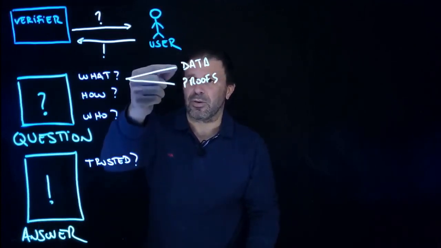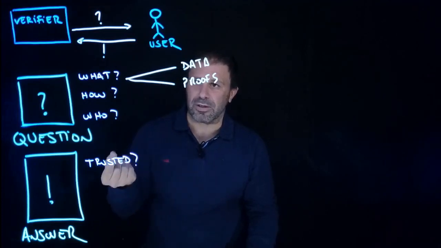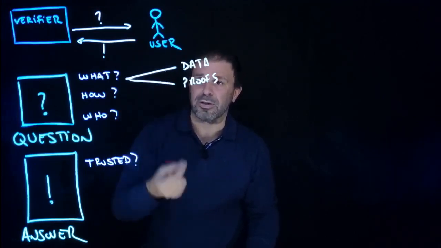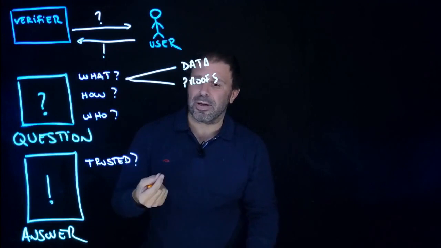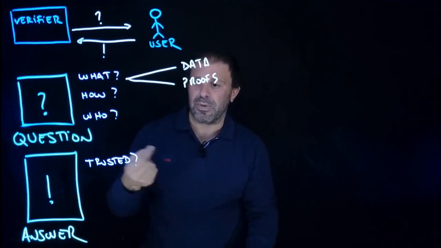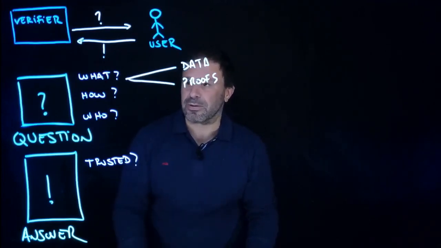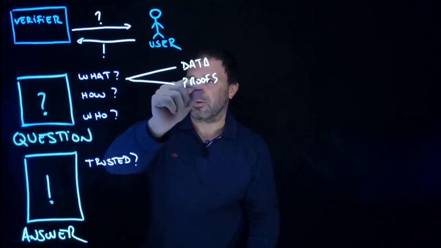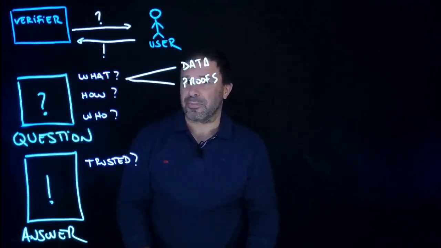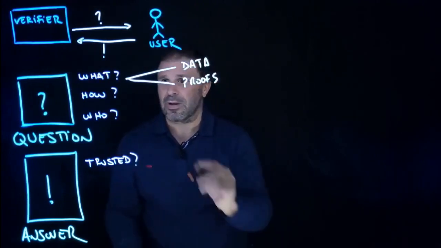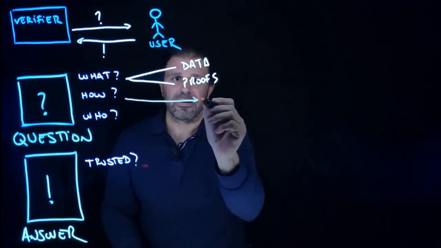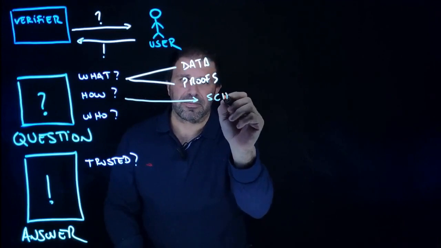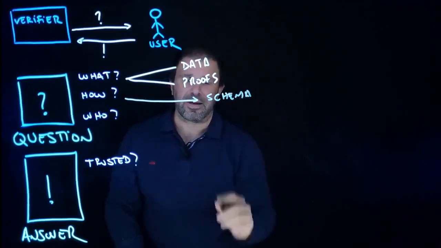In the first case, you are sharing a piece of your credentials stored in your wallet. For the second part, you are creating a zero-knowledge proof based on the credentials that you have in your wallet. How can these questions be created by the verifier? In the case of data, it's quite simple. The verifier references a schema and an attribute.